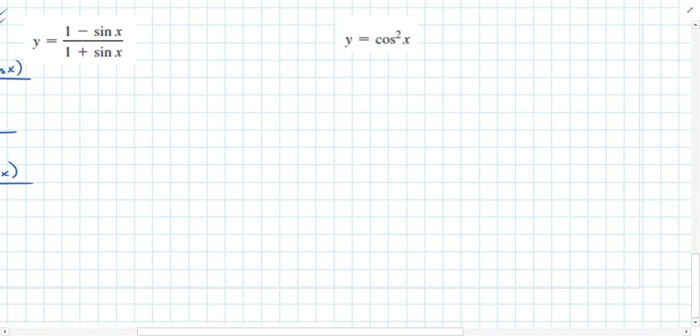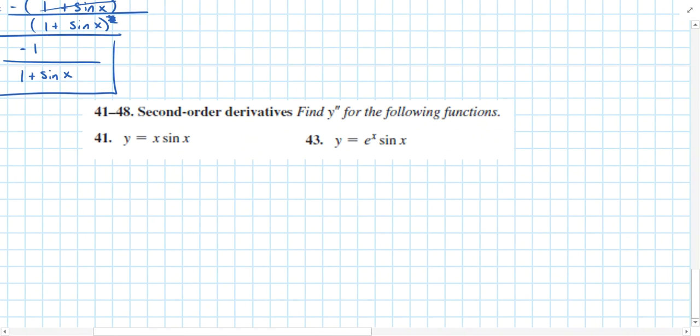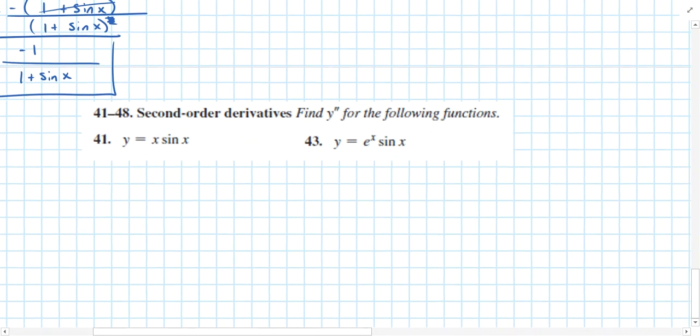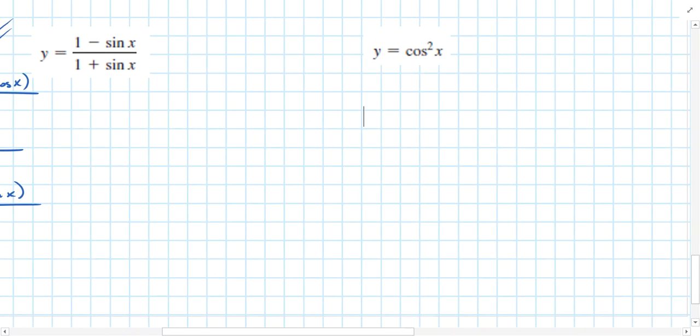For the rest of the video, I'd like for you to try these two examples on your own, as well as 41 and 43. You can pause the video now and resume playback in a moment to check your work.